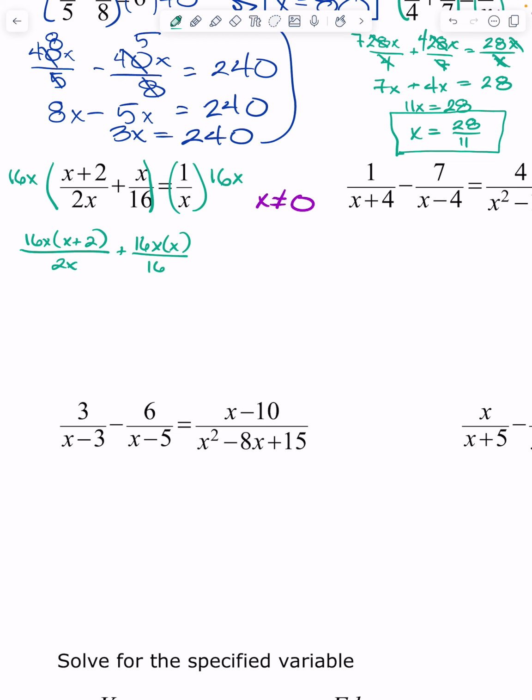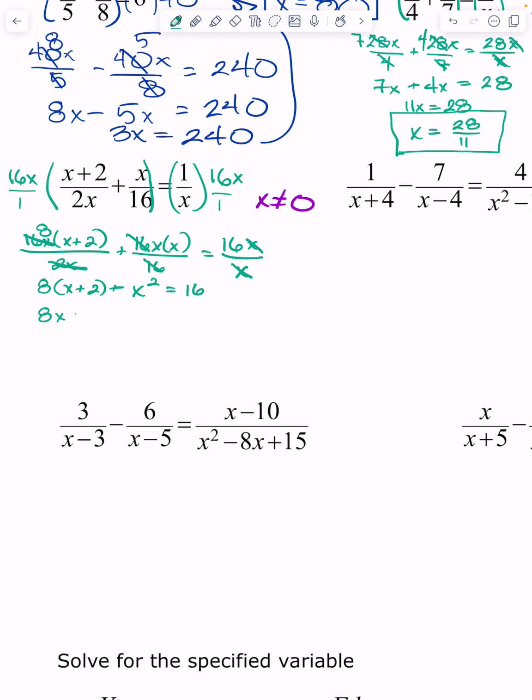So now I am just physically writing out 16x times everything I have. Remember, when I multiply by 16x, I'm really multiplying by 16x over 1. So the 16x only gets multiplied in the numerator. It does not get multiplied numerator and denominator. Be careful. I can cancel the 2x and the 16x. I get 8 times x plus 2. Plus, I can cancel the 16s. I get an x squared. And I can cancel the x's, and I get a 16.